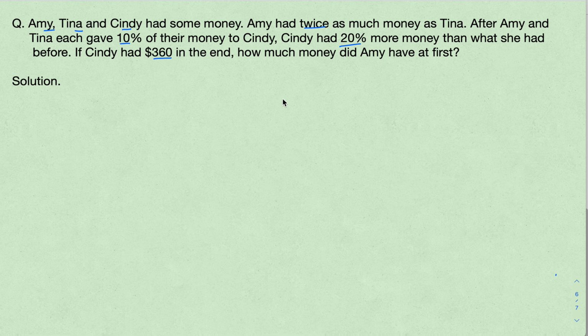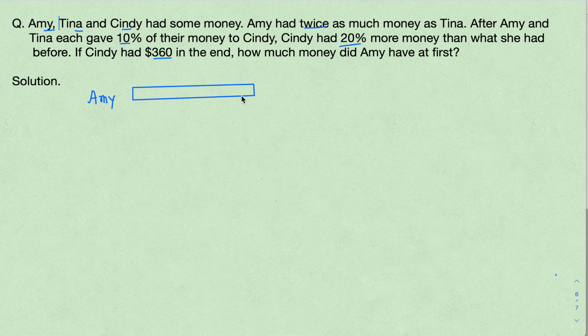Let's start solving it. We start from here, where we see that Emmy had twice as much money as Tina, right? So let's start drawing the model for the amount of money that Emmy and Tina are having. Since Emmy is having twice as much money, let's make our bar slightly longer, because Emmy is having twice the amount of money Tina is having.